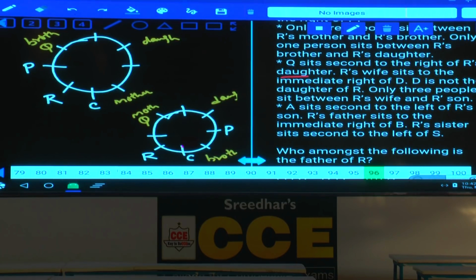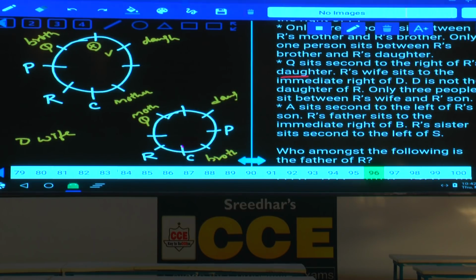Next one, R's wife sits to the immediate right of D. Now sir, D cannot be at this place, because if D is here, Q is the wife, which is not possible, isn't it? Now wife D cannot be here. D can be here or not? Now here we are talking about this D. Now wife cannot be here. If wife is here and D must be here, which is not possible.